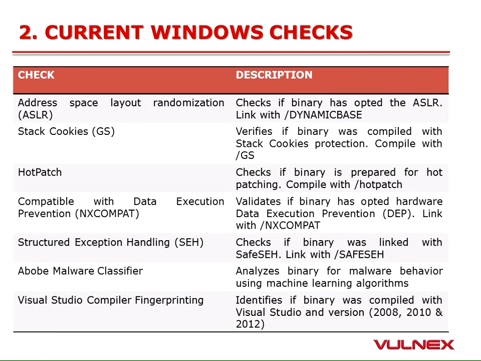Hot patching, we also detect if the binary has been prepared for hot patching. That's interesting to see. We also check for DEP, if the binary has been enabled with DEP at compile time or in building. It's the same for SafeSEH, the structural exception handling, if the binary has been built with those; many times you don't need that. It depends on your binary. And then we are using a few more checks, like the Adobe Malware Classifier.